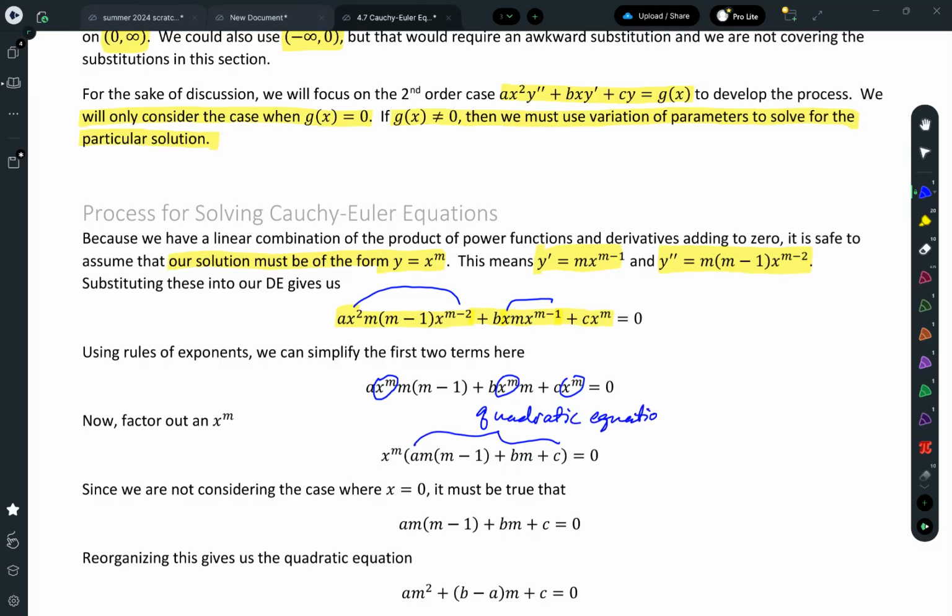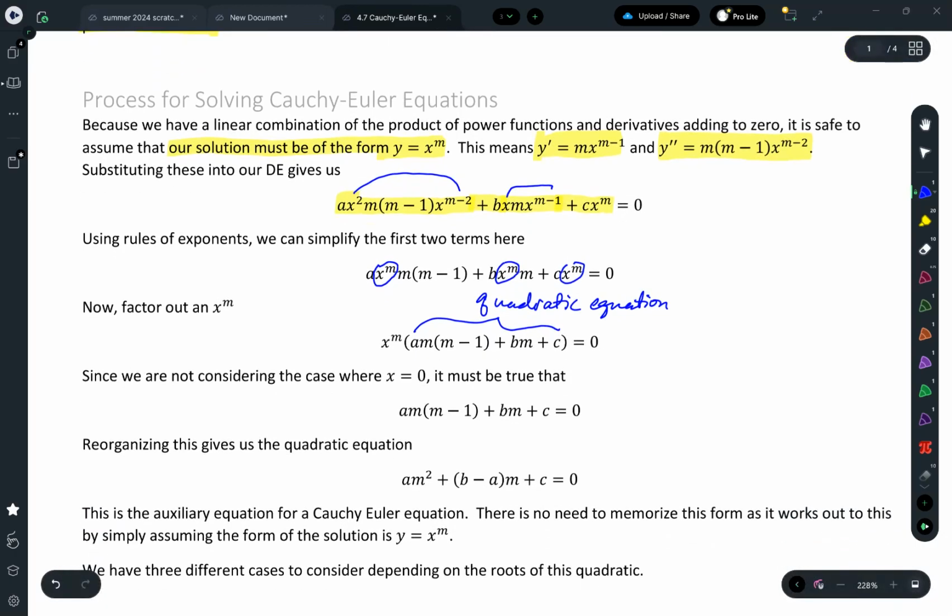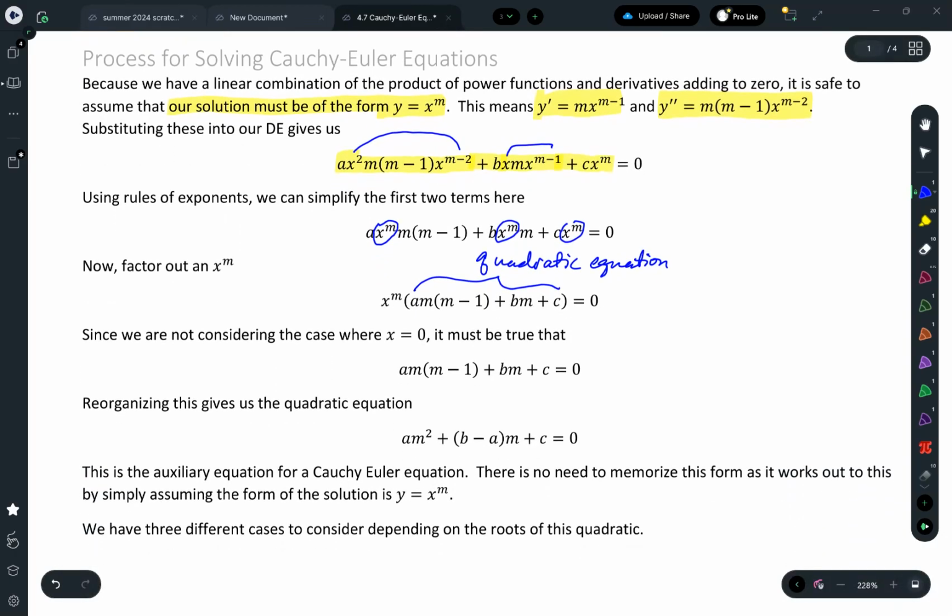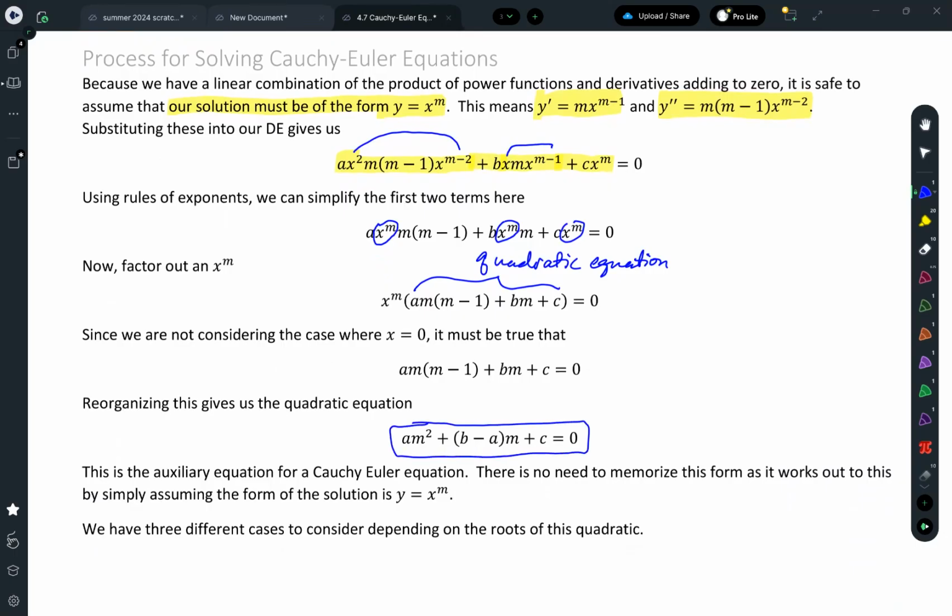And we can expand it by distributing the m to the m minus 1 and combine any like terms, and then use a quadratic formula to solve or factor to solve. Now, your book does make a point of simplifying this as much as possible and getting it into this particular form, where your quadratic will be am squared plus b minus a times m plus c equals 0. I don't really think there's any need for you to memorize a particular form.